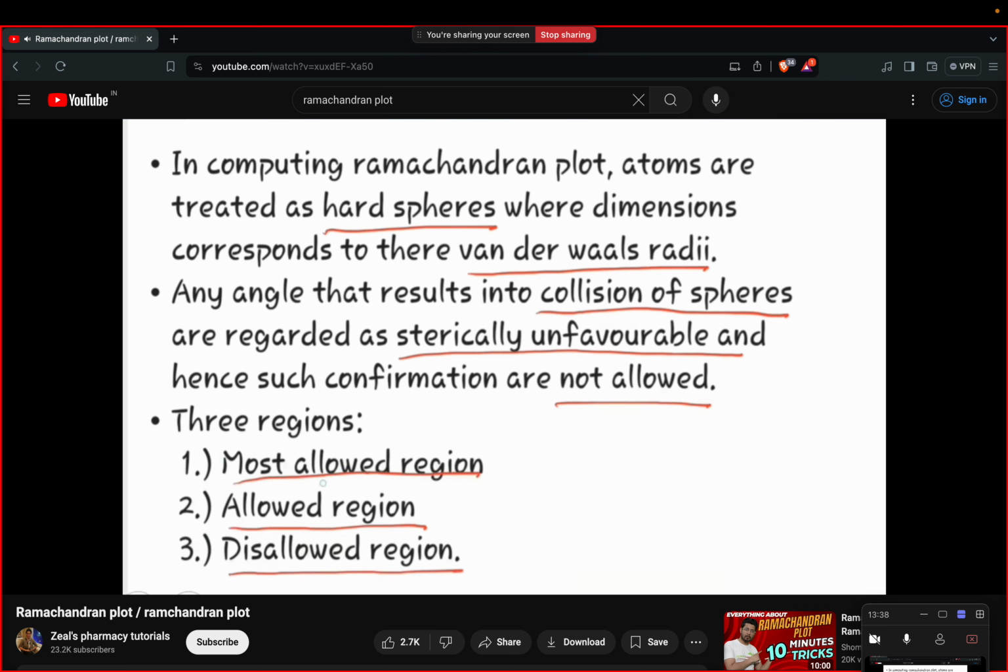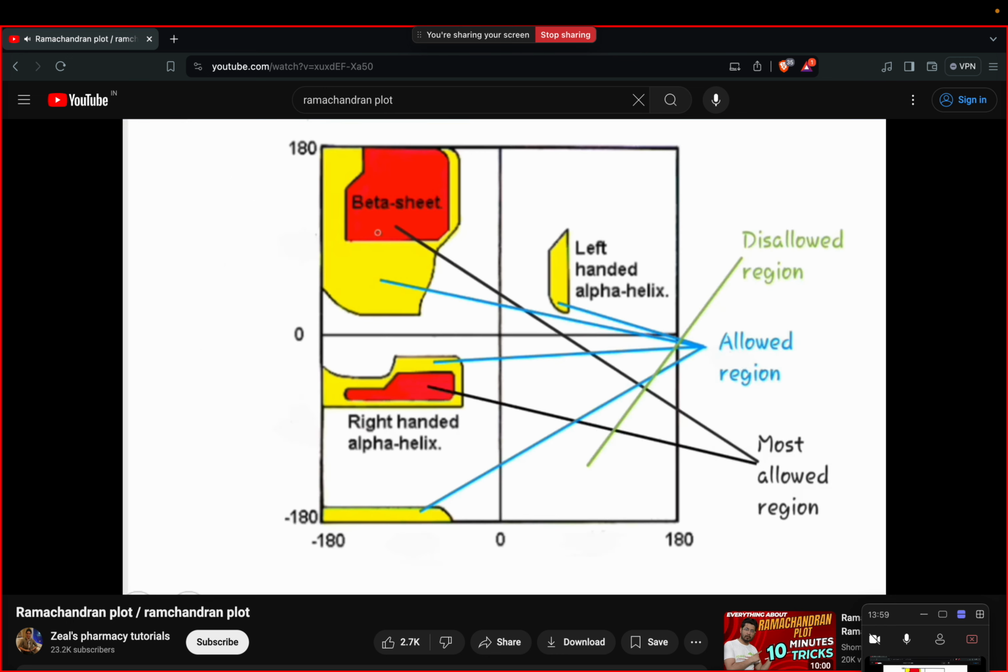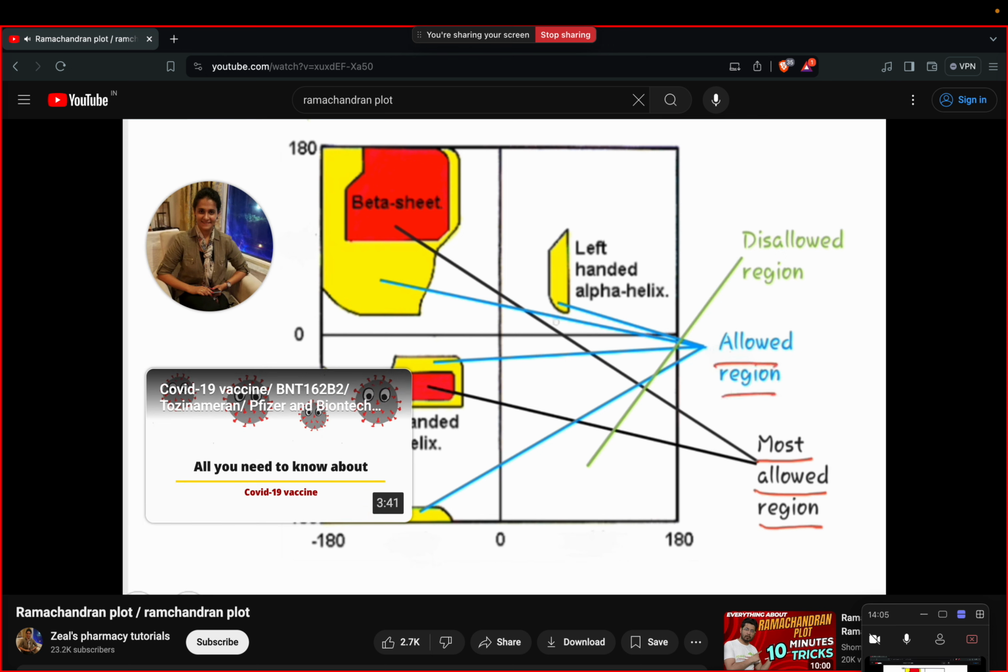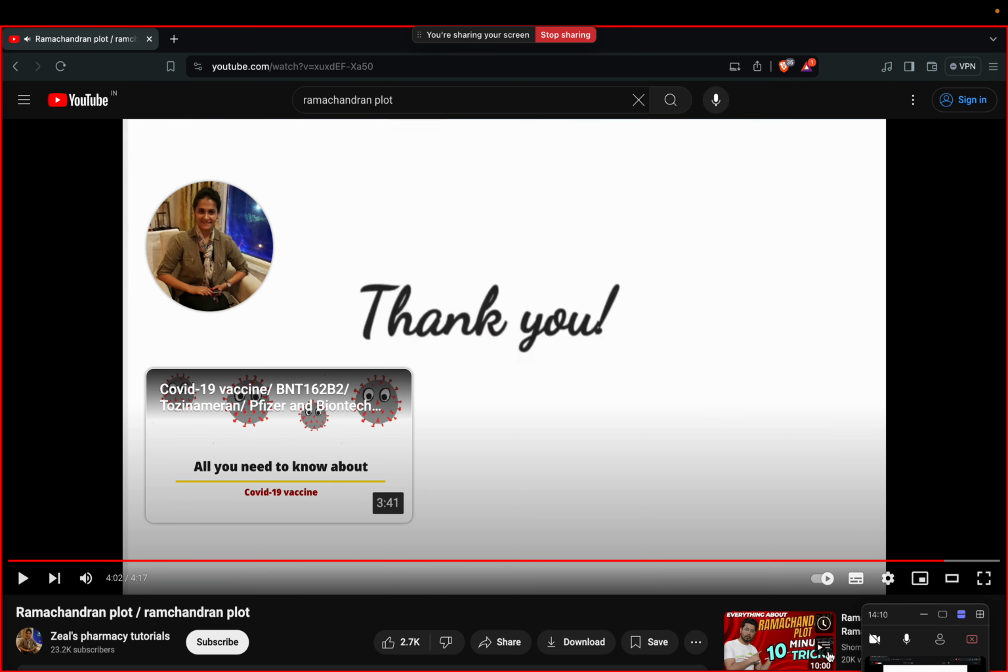Most allowed regions do not have any steric hindrance. Allowed region corresponds to the conformations that could be possible if slightly shorter van der Waals radii are used in calculation. Disallowed region corresponds to the conformations that are sterically unfavorable, and this is due to the presence of bulkier groups. Here, red color regions are the most allowed regions, yellow color regions are allowed regions, and white color regions are disallowed regions. Thank you.